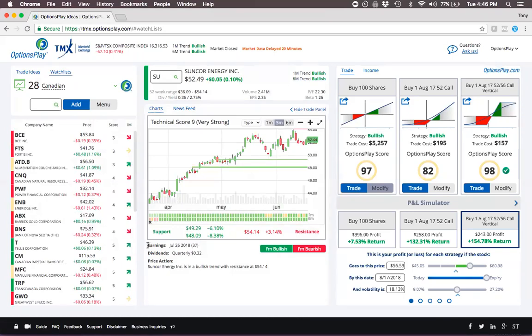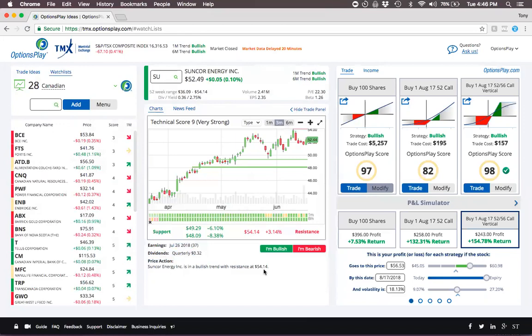And then lastly, you have things like earnings, dividends, and price action data here at the very bottom, so that you don't have to go to third-party websites to find when the next earnings or dividend date is, which is very, very important when you're trading options, to know when those next corporate events are.